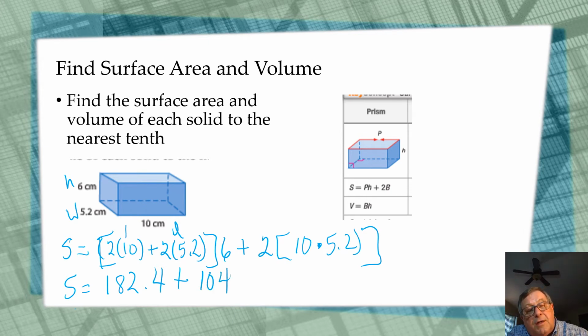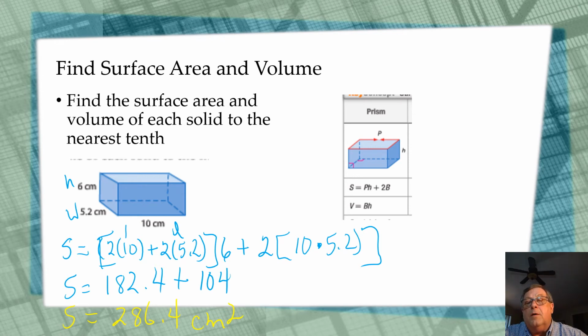So then when we add those two together, the surface area, I'll put that in a different color since we're running out of room. The surface area is equal to 182.4 plus 104, and that's going to be 286.4. Our unit of measurement is in centimeters, but I had centimeters times centimeters times centimeters. That's going to be centimeters squared.